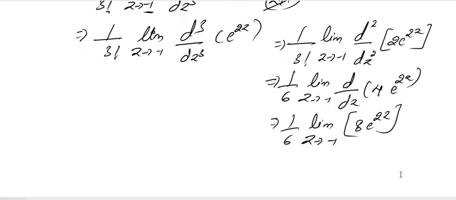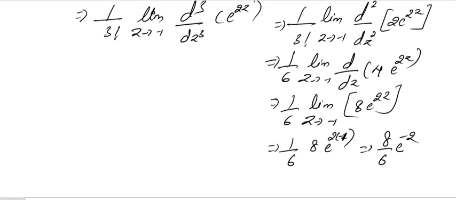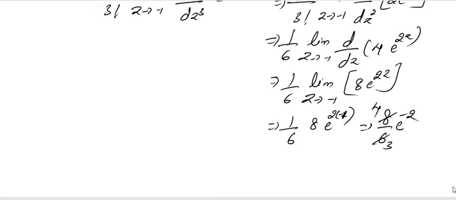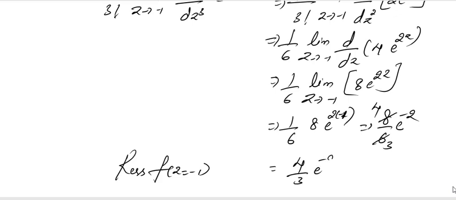Now when you apply the limit, obviously your residue will not become 0. So it is 8 e power 2 into minus 1. So it is 8 by 6 e power minus 2. 2 ones are 2, 2 threes are 6, 2 fours are 8. You can also write it as 4 by 3. So this is nothing but the residue of f of z at the point minus 1. So it is 4 by 3 e power minus 2.